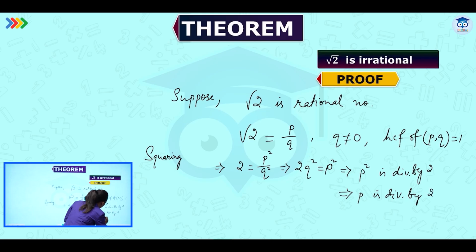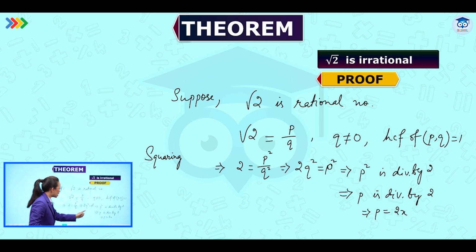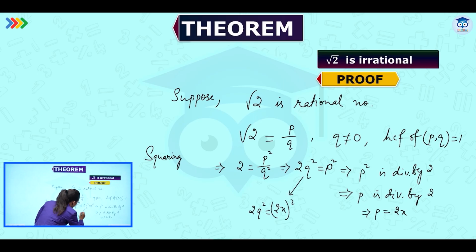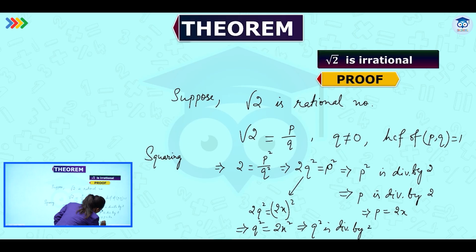So P is divisible by 2 means what? We can express P as 2 into some x, where x is any number. So we substitute this value of P here. Then we get 2q square is equal to 2x the whole square. Right? This becomes 4x square, so we have q square is equal to 2x square, which implies q square is divisible by 2. So q square is divisible by 2 implies q is divisible by 2.